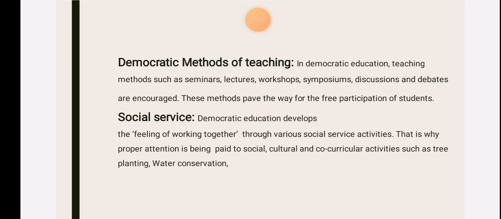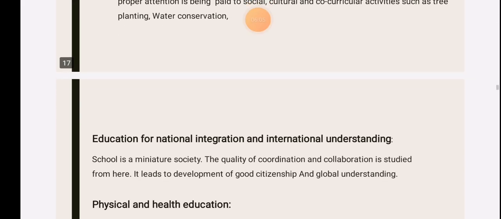Actually, education is a modification of behavior. So, in our schools, NSS, Red Cross, and that kind of program are available. The Nature Club is there. Through that system, we should impart the service mentality into the student. Then only we can create democratic education.